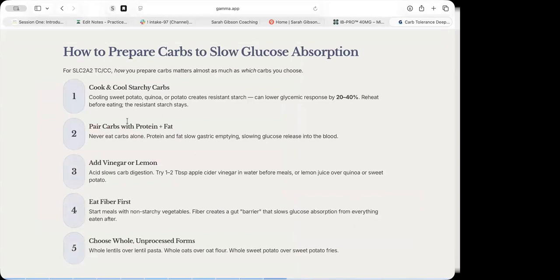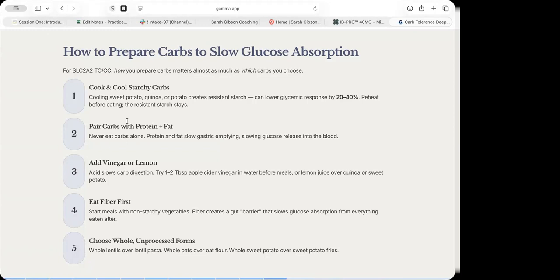So I referenced this just a moment ago. One of the ways that we can help keep more of the things that we love in our diet is to cook and cool our starchy carbs. Things like sweet potatoes, quinoa, potatoes with skins on them, even oats, even legumes. If you cook them, cool them, that can lower glycemic response by 20 to 40% before eating because the resistant starch stays and it acts as a fiber.